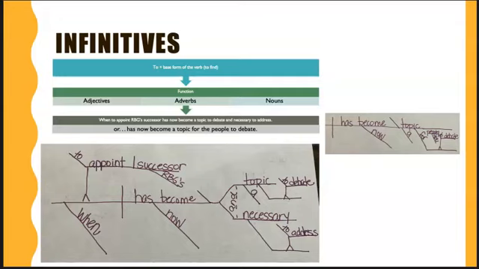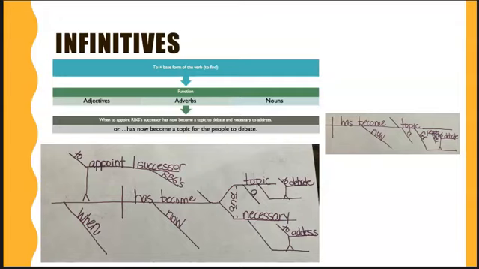Another kind of verbal is infinitives. And infinitives, as Dr. Miller reminded us, are to plus the base form of the verb, such as to find. Infinitives can function as adjectives, adverbs, nouns. So to give you an example here, I have a sentence that includes them in all three ways. When to appoint RBG's successor has now become a topic to debate and necessary to address.